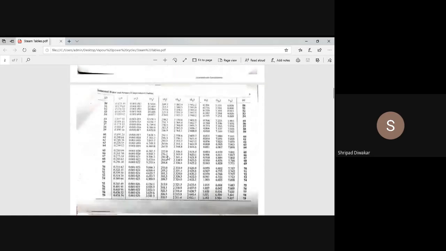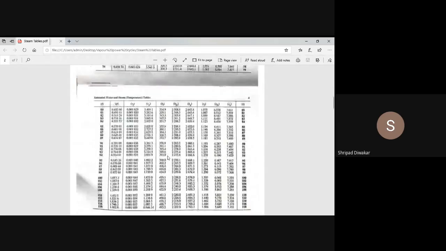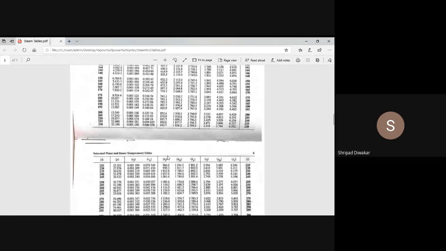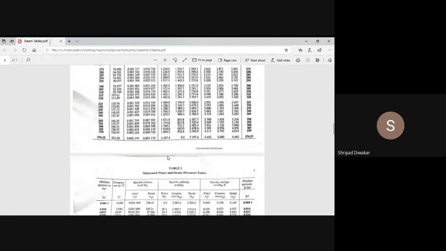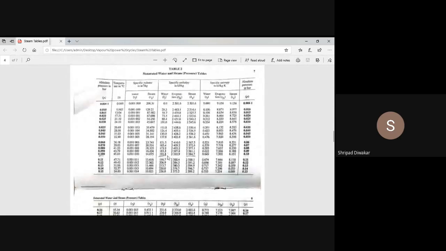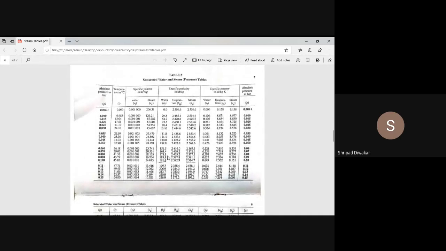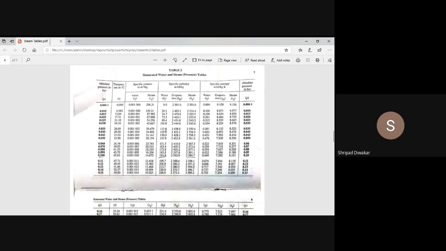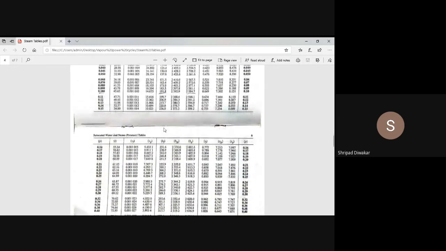I have shared these steam tables in your Google Classroom. Just refer to them for solving problems. Okay, we have two tables. One is temperature based and the second one is pressure based table. Okay, here what you can see on the screen is the pressure based table. So in the problem they have given the pressure of 15 bar. If 15 bar is given, you go to the 15 bar pressure.